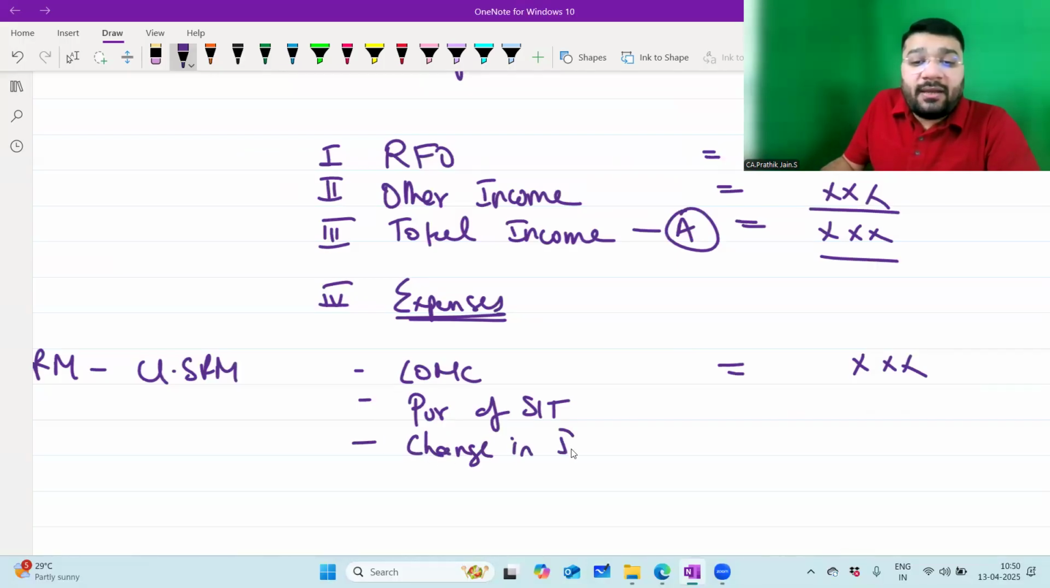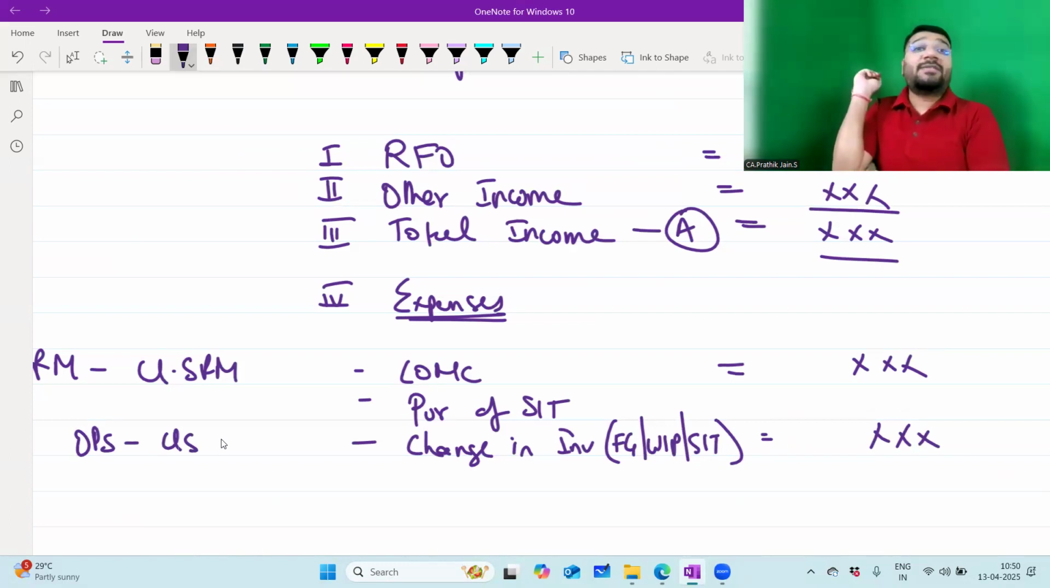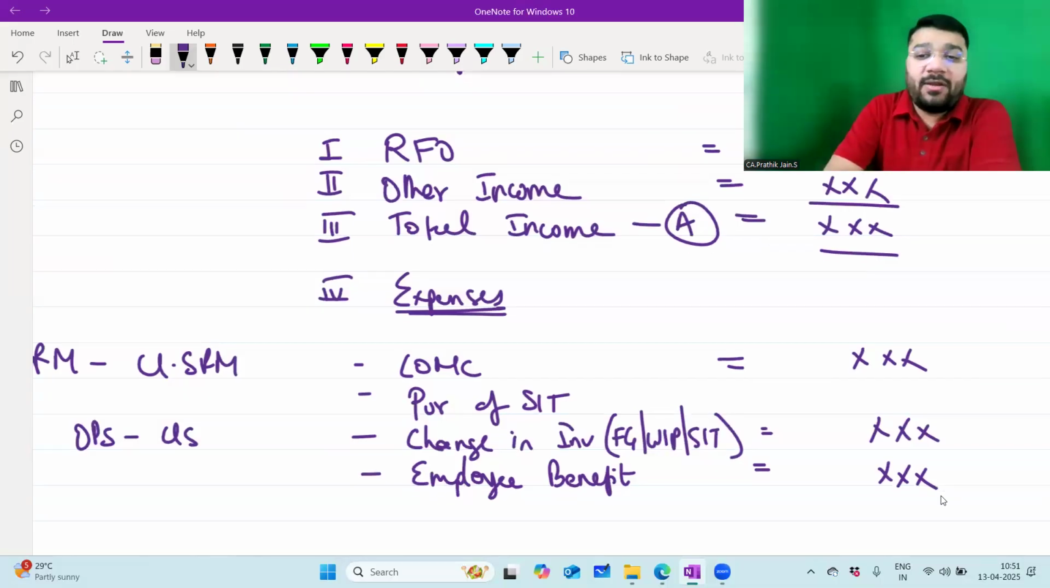Changes in inventory of WIP, finished goods, stock in trade. What is the formula for this? Opening stock minus closing stock. Opening stock minus closing stock. Expense negative is a reversal of expense. Then employee benefit expenses. Very good.